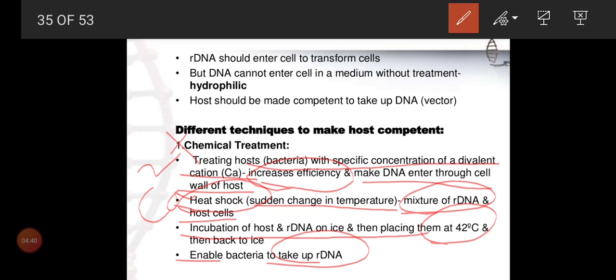So what we want to do: first we add calcium 2 plus, a divalent cation, which increases the permeability of the cell membrane so the DNA-containing vector can enter. Also we do the ice plus heat treatment and incubate at 42 degrees Celsius. It enables the bacteria to take up the recombinant DNA-containing vectors.